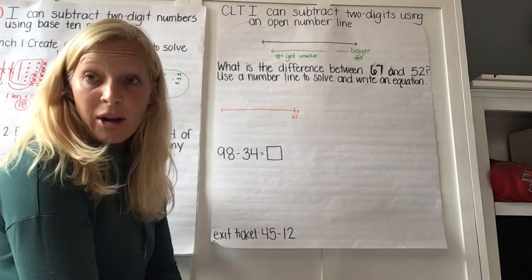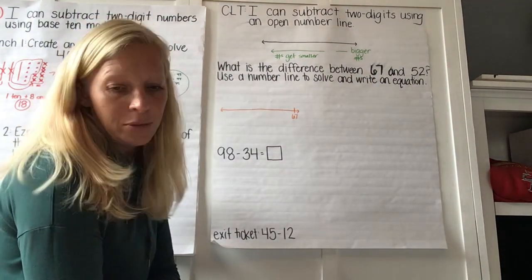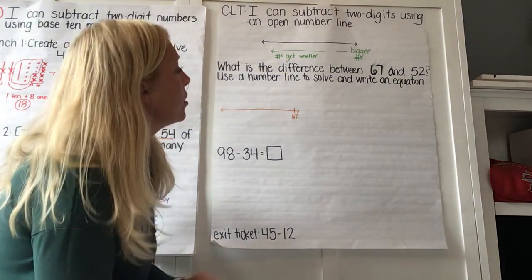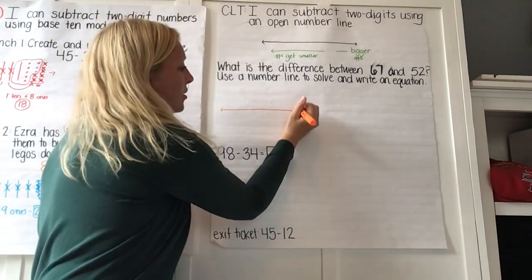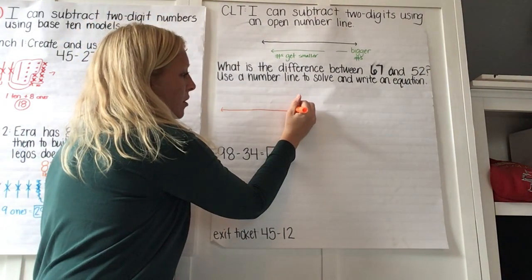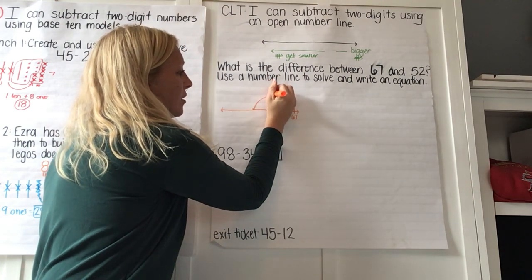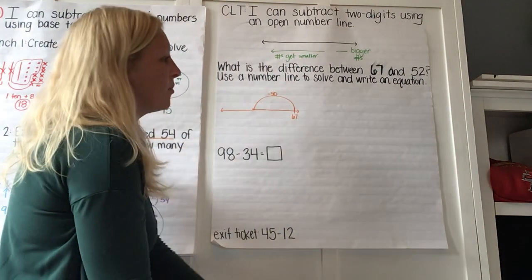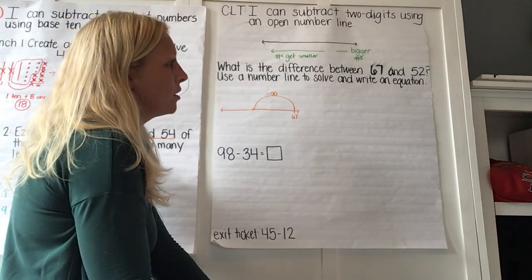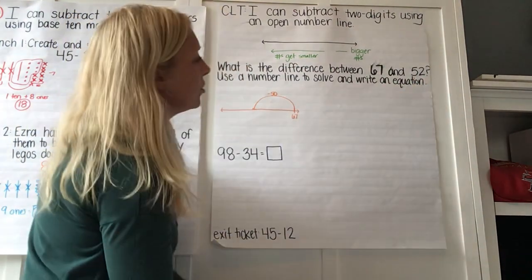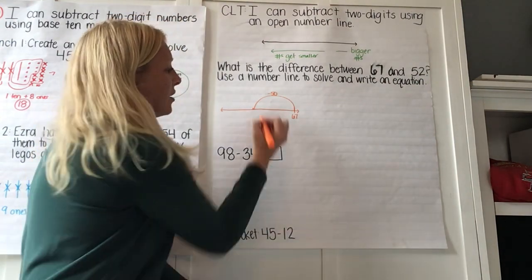Because it's your larger number. Okay, and then what did you do? You took away, okay, so how much did you take away? You made a big jump of 50. And why did you take a big jump of 50? From the 52, okay. And where did you land?